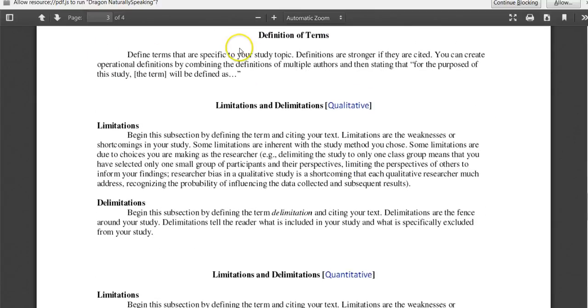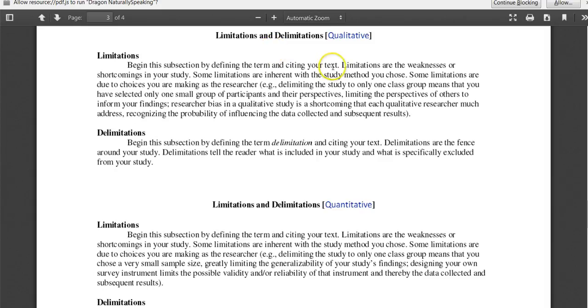Then all of us, quant and qual, are going to have our terms that are of any importance to the study defined here. So list them all, particularly if you use jargon, or if there are terms that are used in different ways in the literature. We're going to then select how we're going to understand that definition for that term in this study.